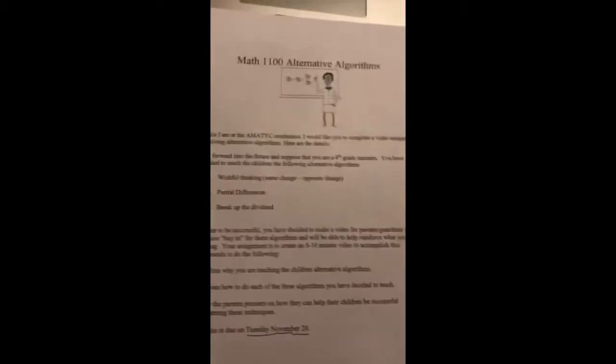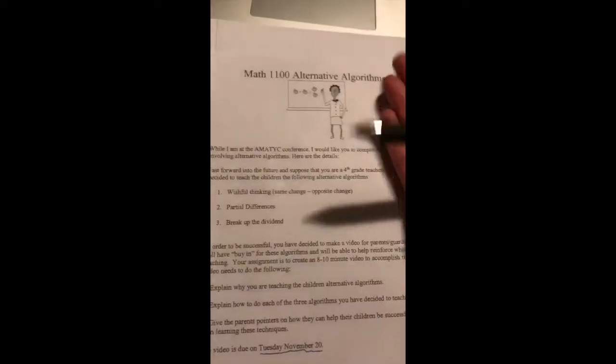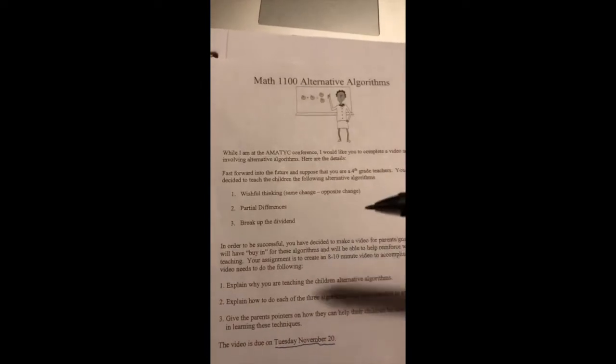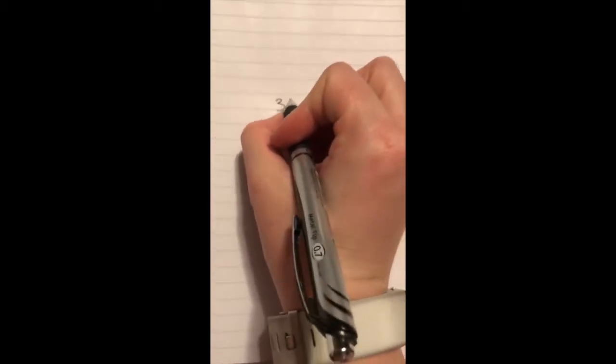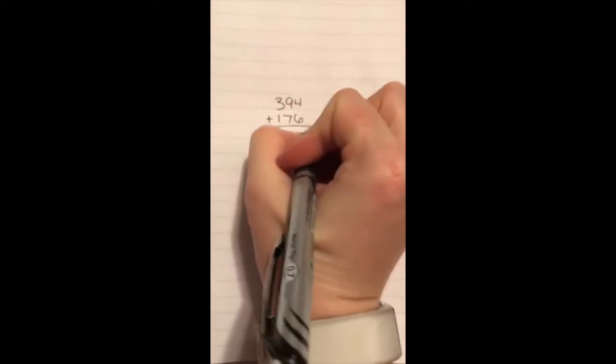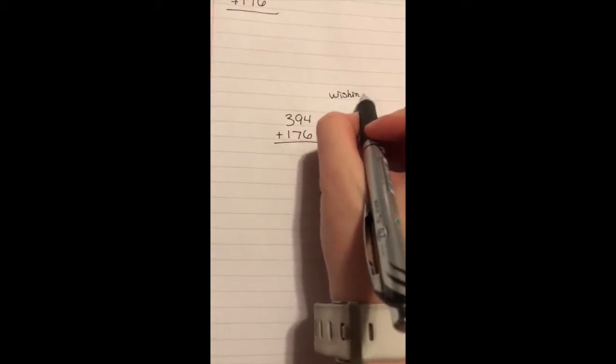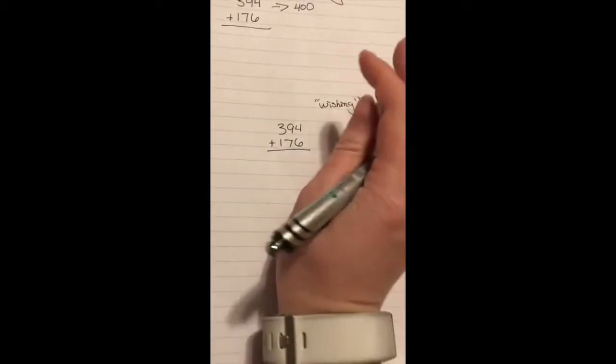This is where it's giving kids the option to take a number and wish that it was something else so that it's easier for them to do mental math. So let's take 394 plus 176. So with wishful thinking, we are wishing that the top number and the bottom number are different things. So when we do this, let's take 394.